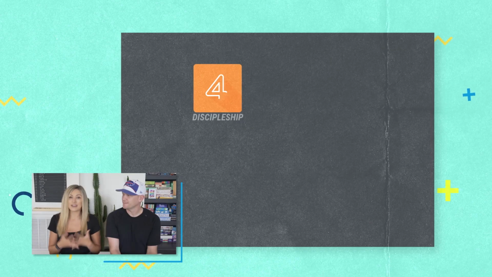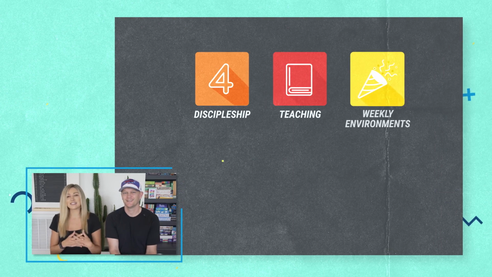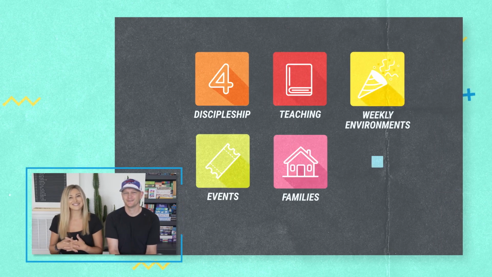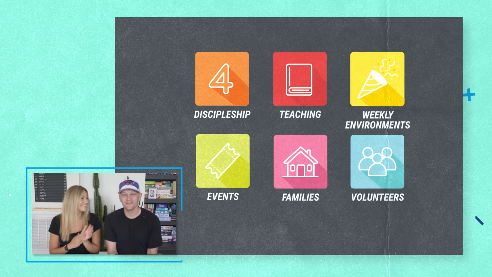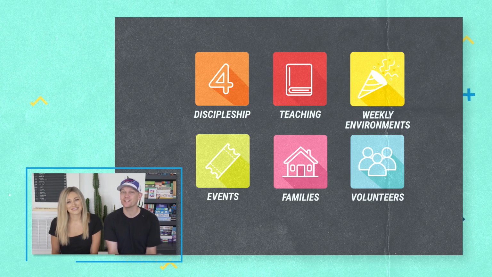In this video, we are going to show you how to strategically plan an entire year of youth ministry in 6 key areas: discipleship, teaching, environments, events, families, and volunteers. We're going to use a lot of examples from Grow in this video, but you don't actually have to use Grow curriculum in order to find this video helpful. Whether you use our curriculum or not, this video will teach you a strategy that you can use, and we're going to share it all with you, all of our secrets, everything, because we like you.